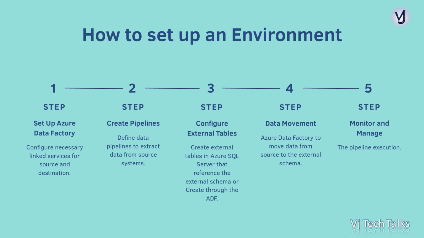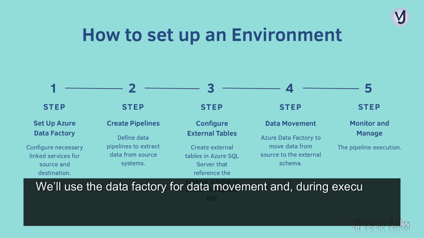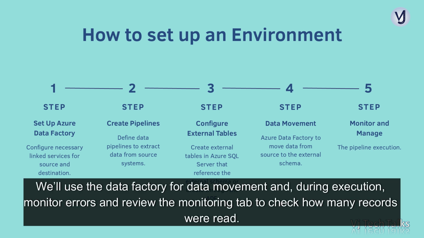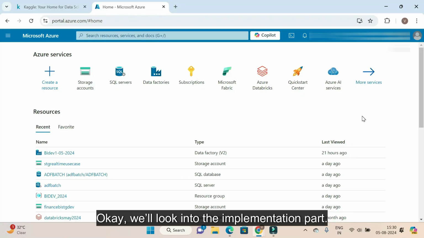So we need a data factory, a pipeline, and external tables with the external schema. We'll use the data factory for data movement and, during execution, monitor errors and review the monitoring tab to check how many records were read. What's the first step? Okay, we'll look into the implementation part.